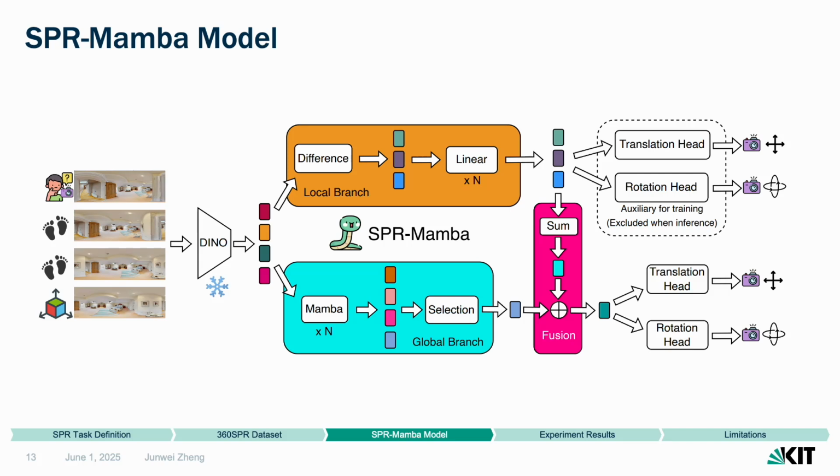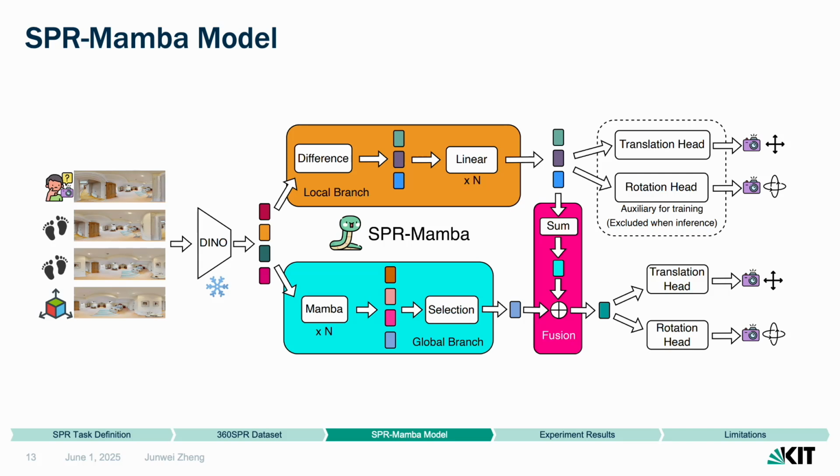The 4 panoramas are fed into the frozen DINO, resulting in 4 features. Except for the first feature, every feature should subtract the previous feature in the local branch, resulting in 3 features afterwards. The three features are fed into several linear layers, followed by the auxiliary translation and rotation head, producing the predicted relative poses between adjacent frames.